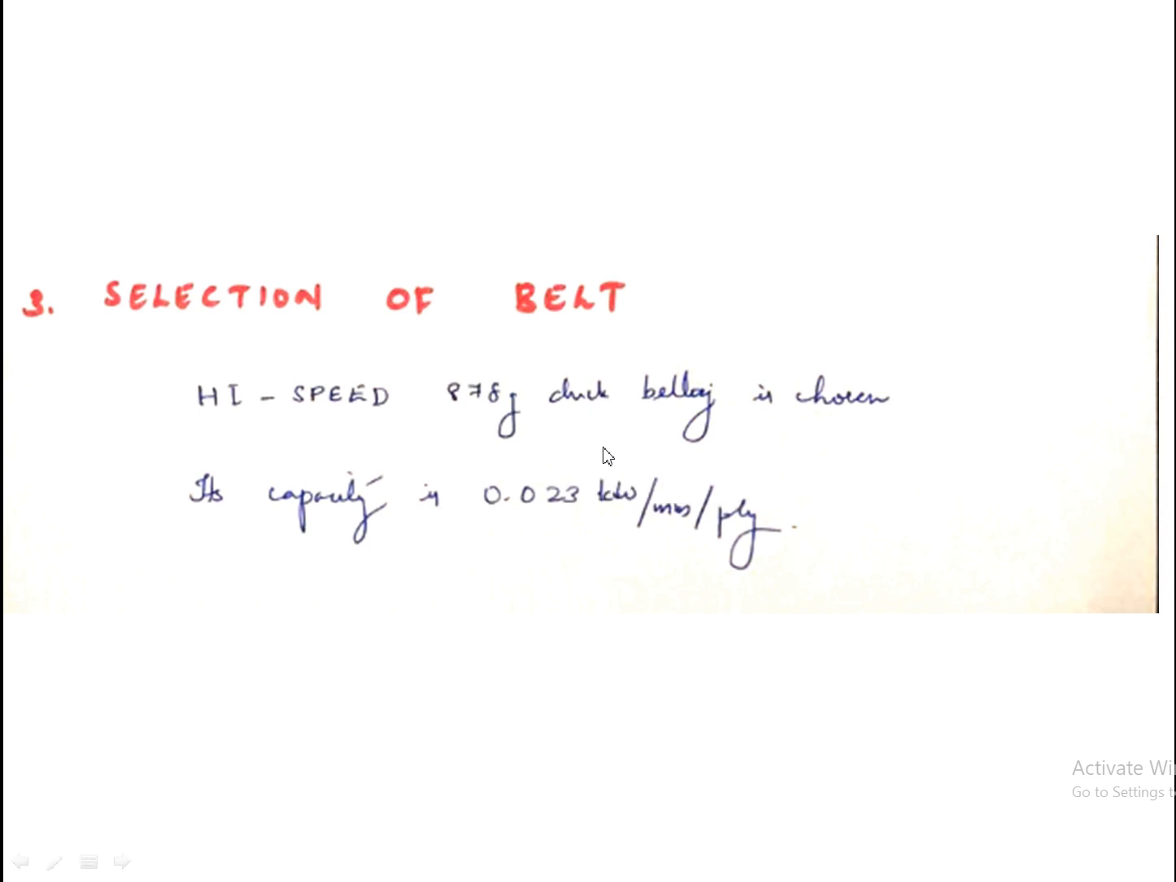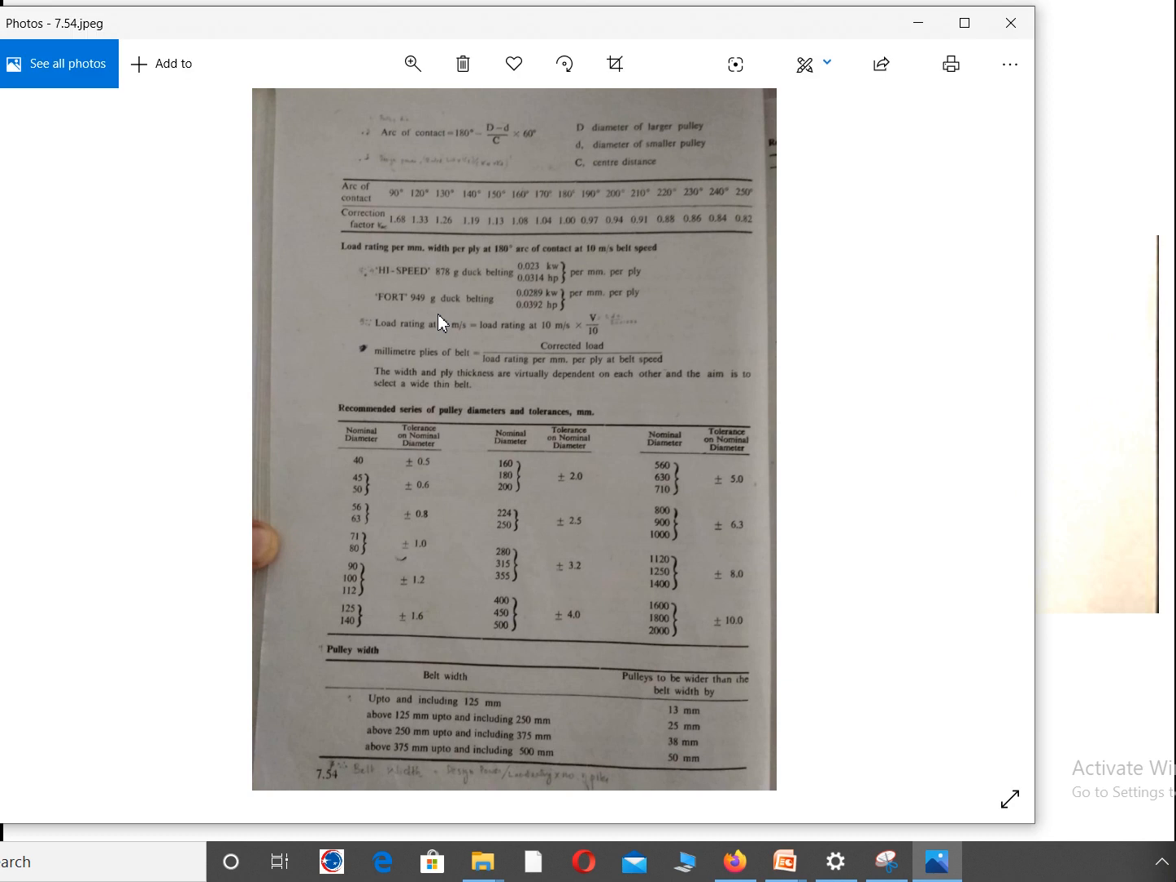Okay, we'll see that. So let's go to page number 7.54 only, the same page. So here you can see there are two types of belt. One is high speed and the second one is 4949. Okay, so there are two types of belt. You may take any one as per the condition. Okay, if nothing is given, you may select any one.